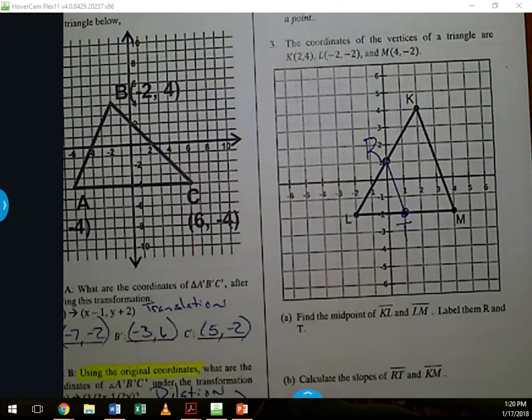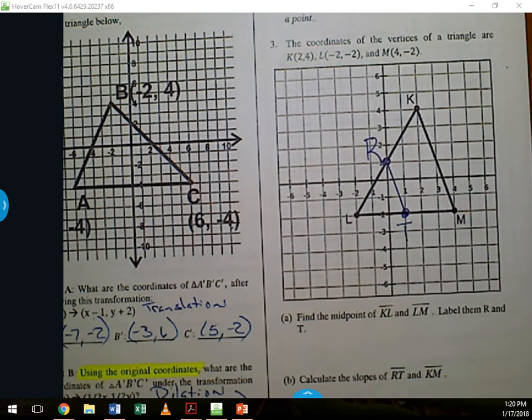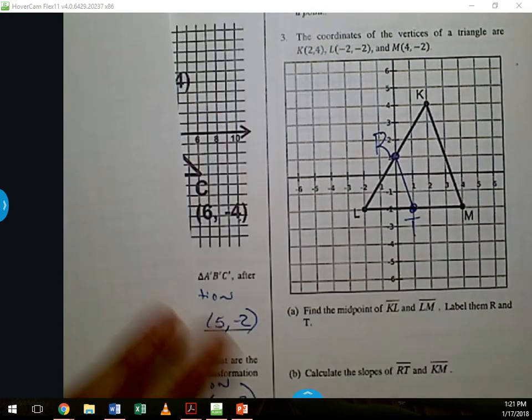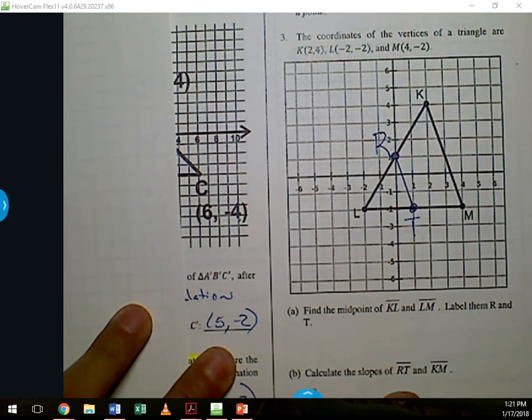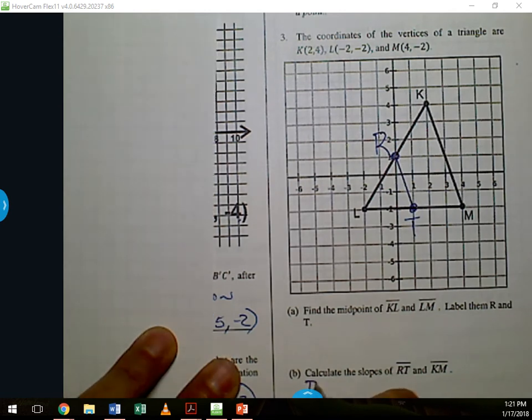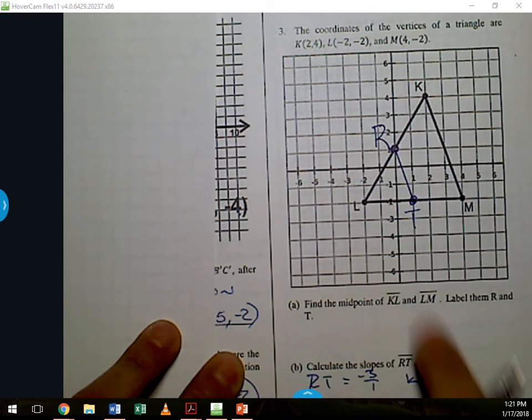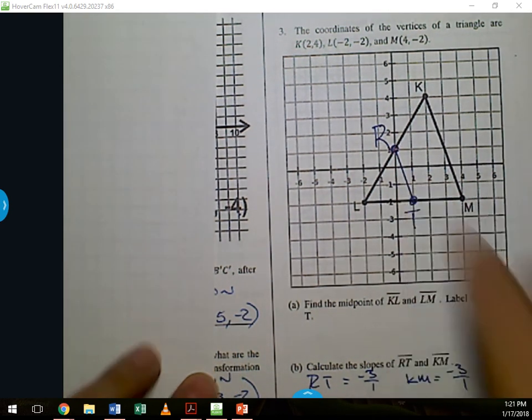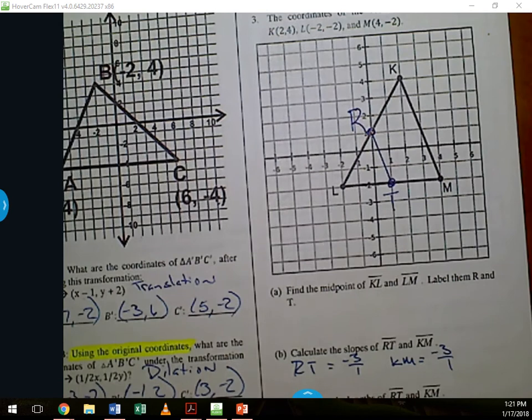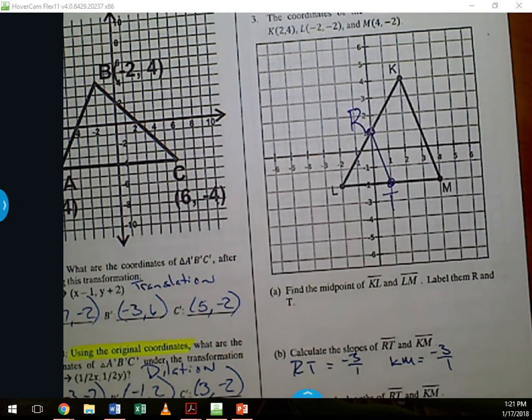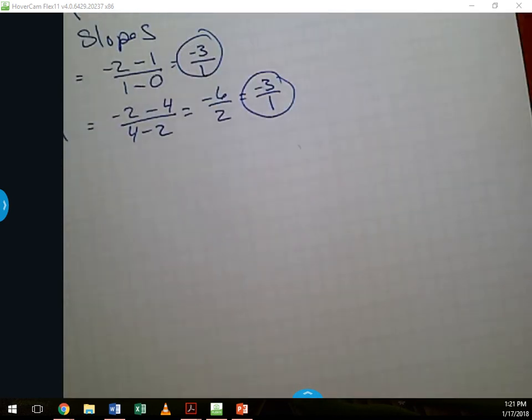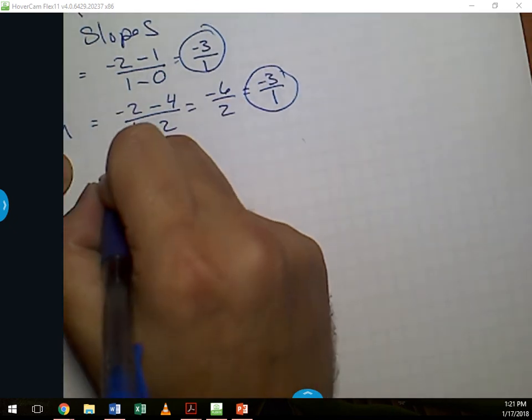Okay. So, I calculated it here. Just for the sake of it, I'm going to put it on here. So, RT is negative 3 over 1, and KM is negative 3 over 1. Okay, I put the midpoints up here, so it is showing work for this. All right, so let's take a look at the last part. It says calculate the length. Okay, that's the exact same thing I did in the notes for the second part. That's using the distance, right?